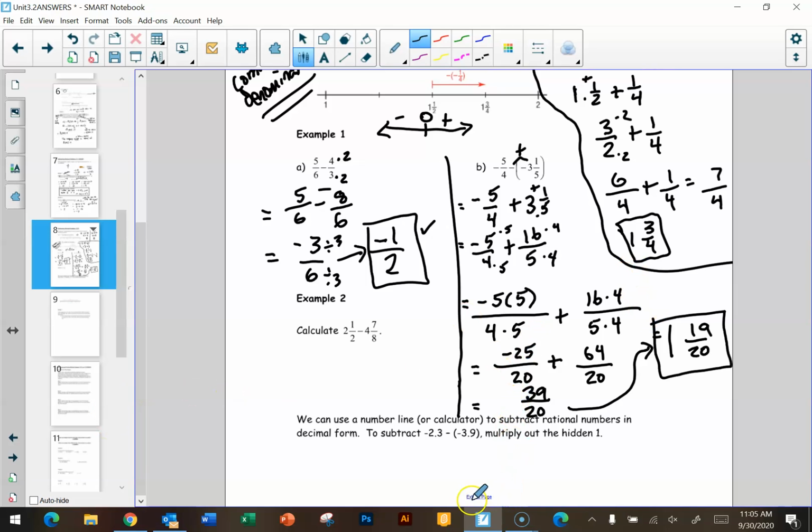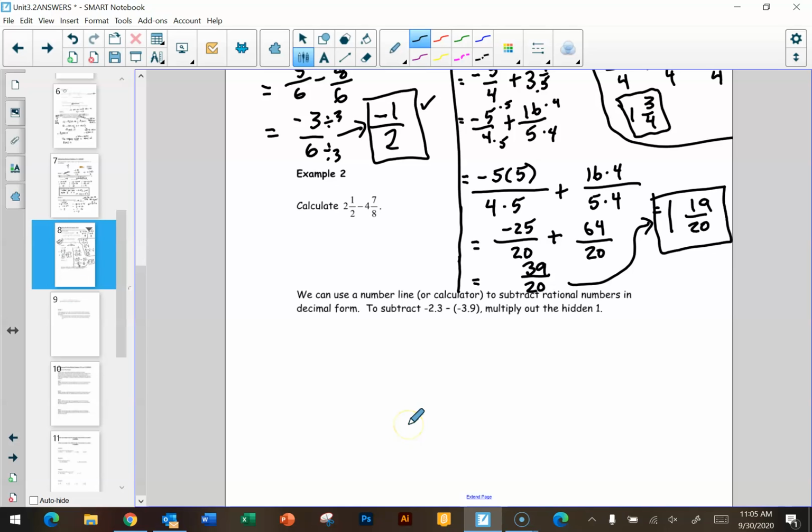We can use calculators for decimals. Okay? And I think most people are pretty good with decimals. It was the fractions that typically cause trouble. So we can use a number line or calculator to subtract rational numbers in decimal form. Okay, if we start with negative 2.3 and then we subtract a negative 3.9, the same thing applies with decimals. In my head, I just take those two negative signs and I make them a positive. So I'm left with negative 2.3 plus 3.9.